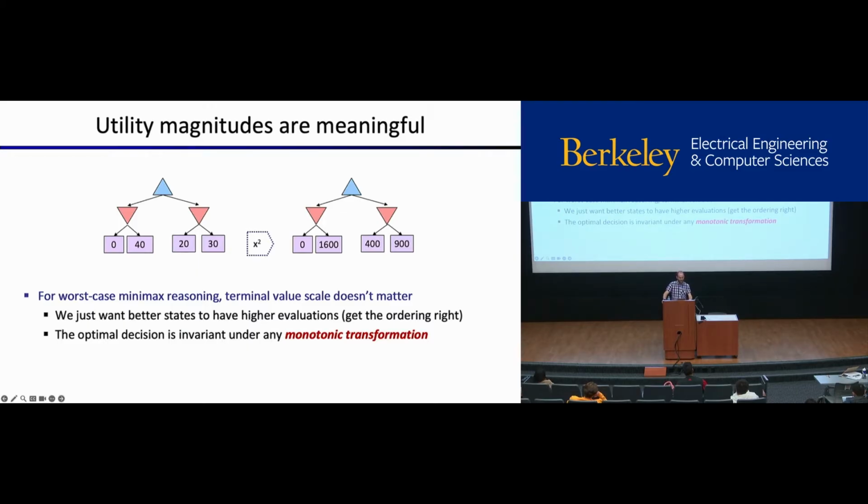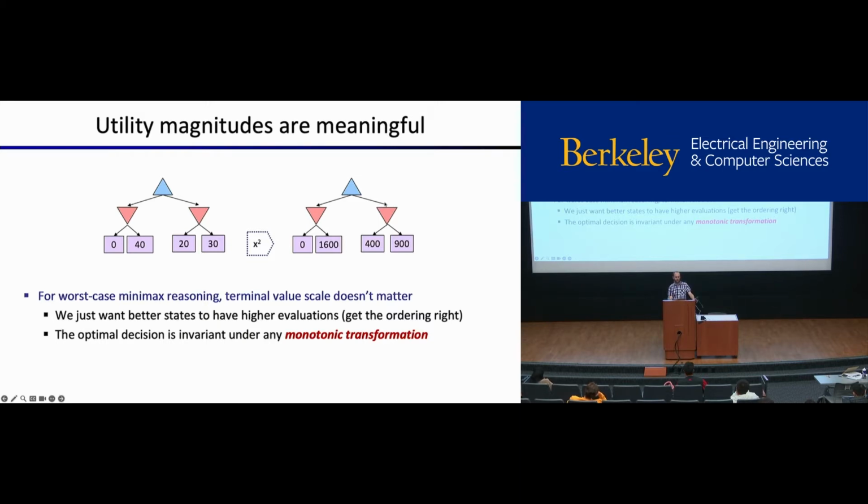But for utilities, the magnitude of how good the outcome is matters, not just the ordinal ranking. So let's go to an example where the ordinal ranking is the only thing that matters. The magnitudes don't matter at all. In a minimax tree, let's say these are our outcomes. The min of this is 0, the min of this is 20, the max of these is 20, so the maximizing agent at the top would pick the right outcome. Now we go over here: the min of these is 0, the min of these is 400, the max of these is 400, same action the agent picks.